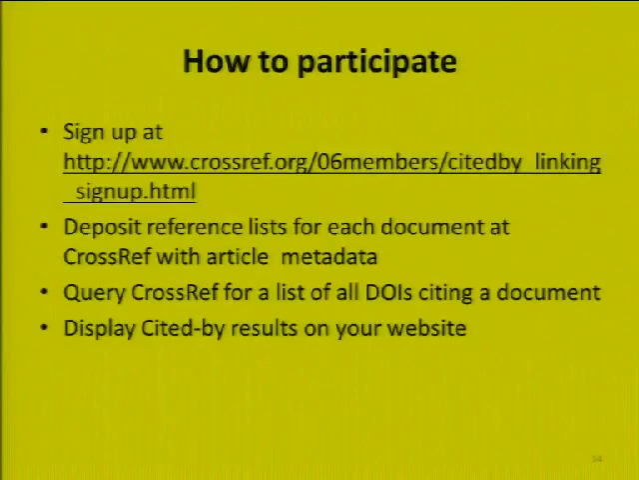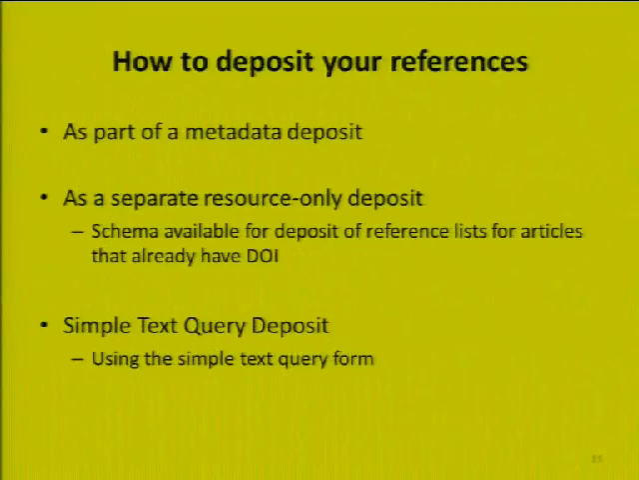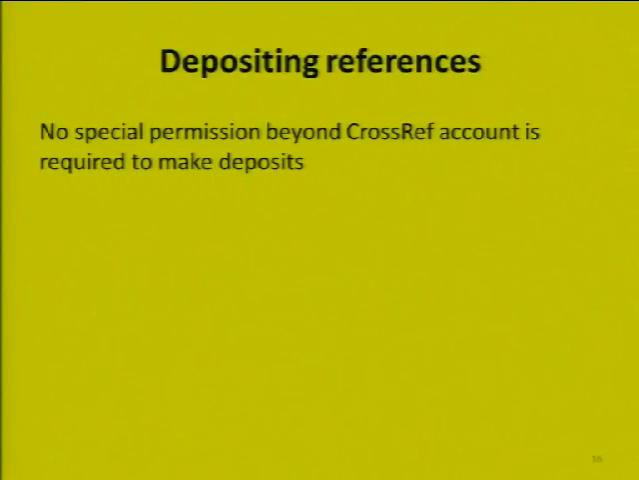Now, how you participate: you sign up as part of your membership, you deposit your reference lists for each document with the DOI metadata, and then you can query CrossRef to get a list of all the DOIs that are citing your articles, and then, of course, you can display this on your website. So the references that you deposit will be part of your metadata deposit. However, you can retrospectively deposit them as a reference resource only deposit. And you can do this through the simple text query deposit, which I'll explain in just a minute. And you don't need extra permission from CrossRef to deposit your references. Once they're embedded within the metadata with the correct XML tags around them, they're just incorporated within the CrossRef database.